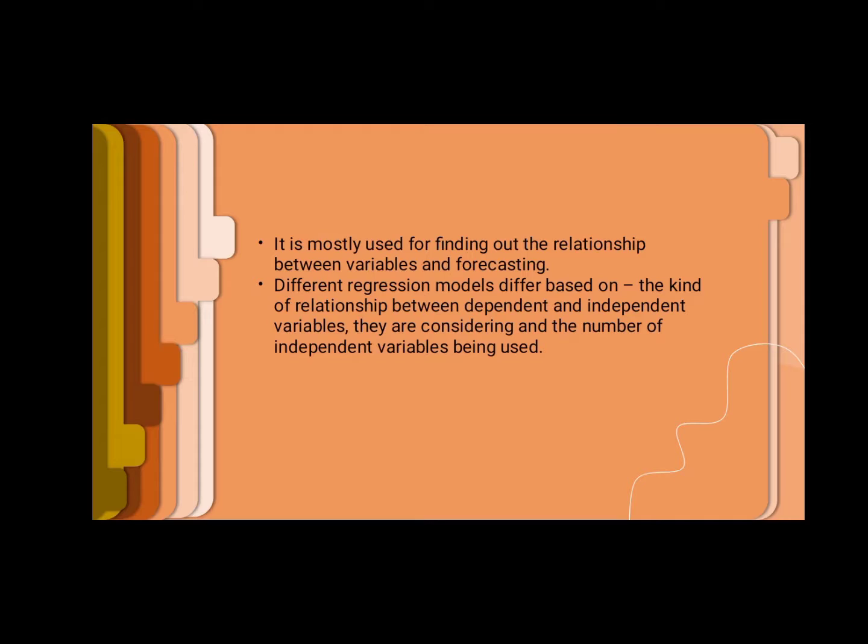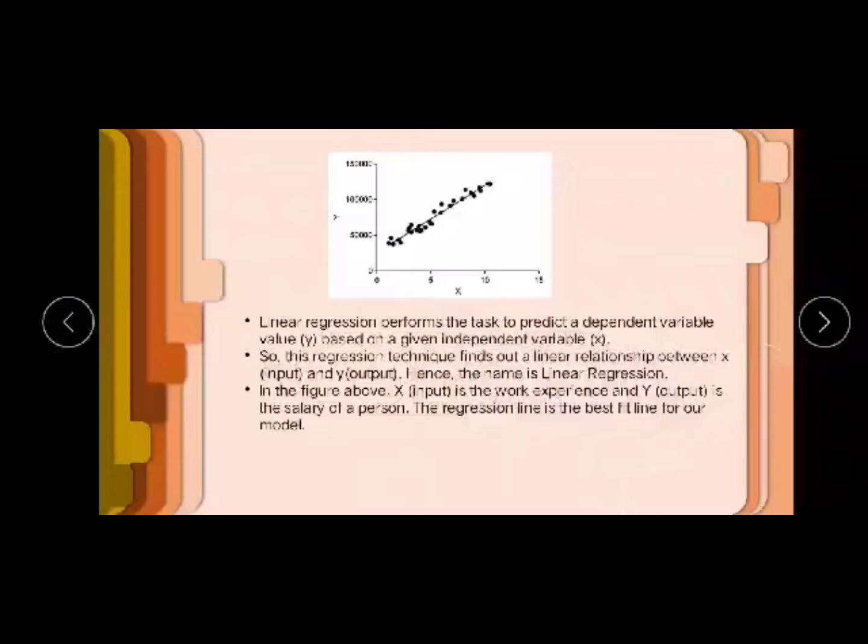These regression techniques find out a linear relationship between the dependent variable and the given independent variables. Linear regression performs the task to predict a dependent variable value based on a given independent variable. So this regression technique finds out a linear relationship between x and y. Hence, the name is linear regression. In the figure above, x is the work experience and y is the salary of a person. The regression line is the best fit line for our model.